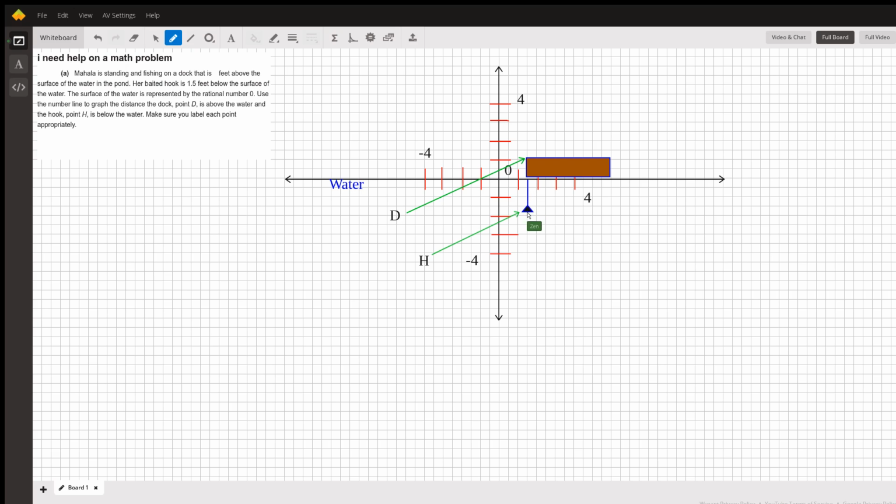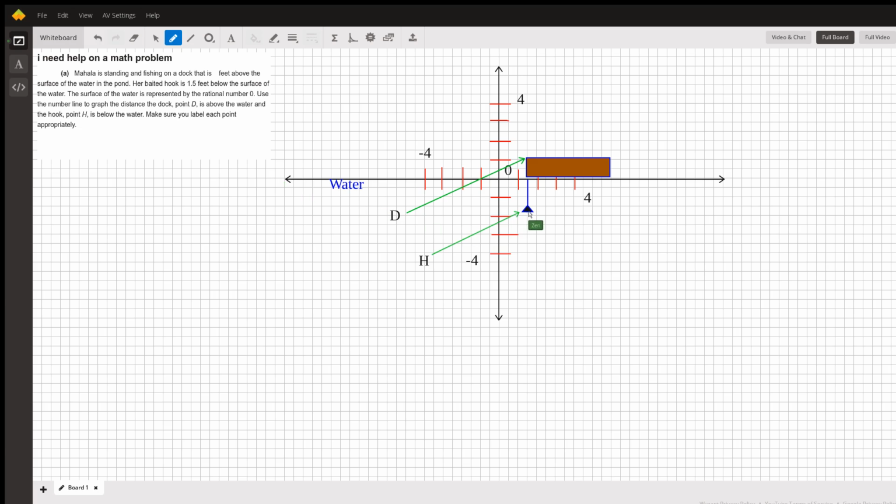Okay, the surface of the water is represented by the rational number 0, which we place right there, and use the number line to graph the distance, the dot point D. And so here's the dot here, and that distance here is D. Okay, point D is above the water, which it is, and we got it above the water.